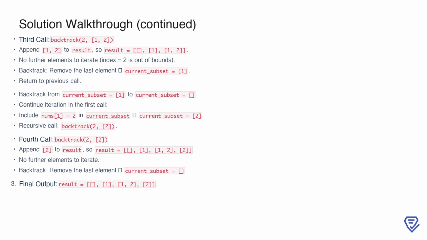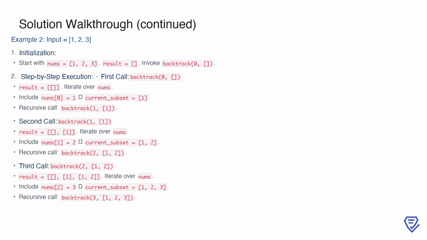In this fourth call, we append [2] to result, giving result equals [[], [1], [1, 2], [2]]. With no further elements to iterate over, we backtrack once more by removing 2 from current_subset, leaving it empty. At this point, all recursive calls are complete, and the final output for this input is result equals [[], [1], [1, 2], [2]]. Now let's consider a larger input, nums equals [1, 2, 3].